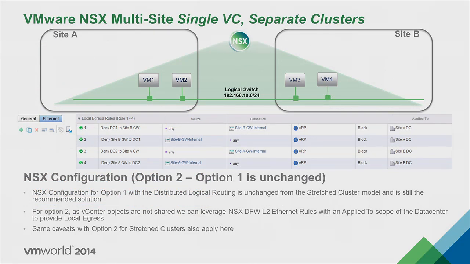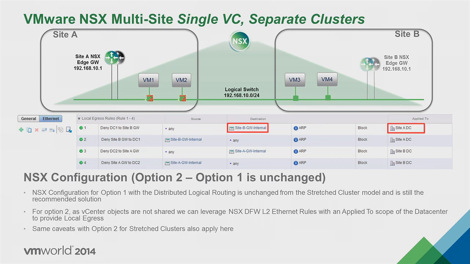Option 1 is entirely unchanged. You use distributed routing. The previous slide applies 100%. There is a minor difference with option 2, and that's because our vCenter objects are not shared. We can actually leverage the distributed firewall rules here with the scope of the data center, so it allows us to optimize our rules. Whereas in the other case, we had to add the ESX hosts within that site directly, because that was the one thing that's not shared among sites. Here we have vCenter objects that are not shared. But option 2 works exactly the same way, so we don't need to cover that in much more detail.